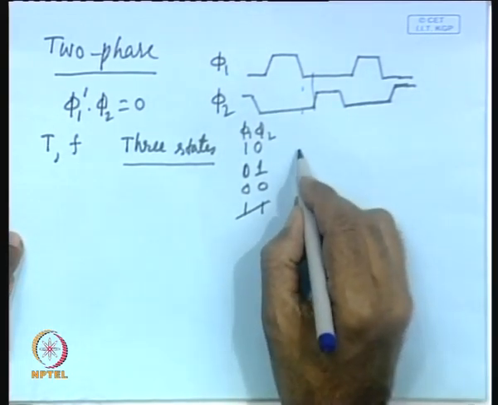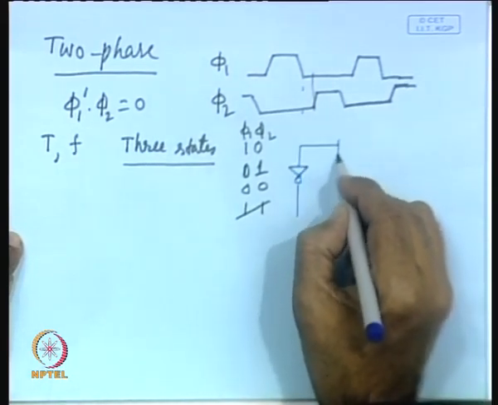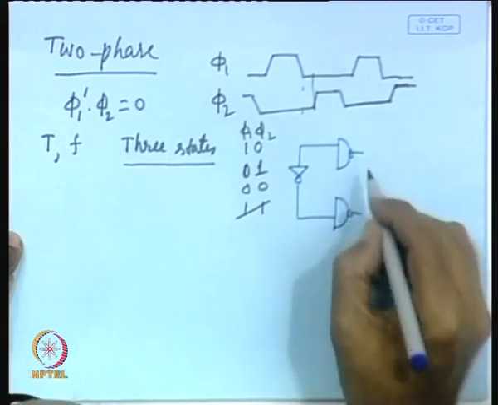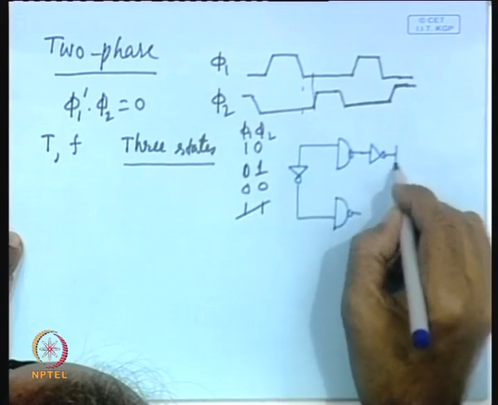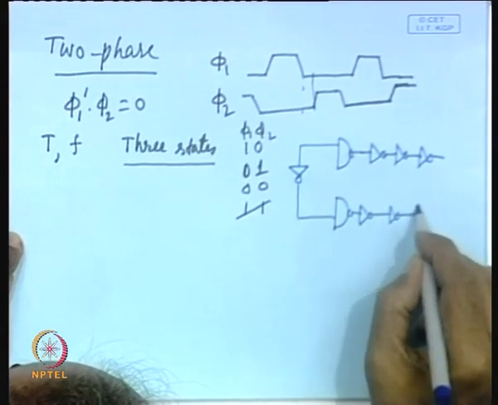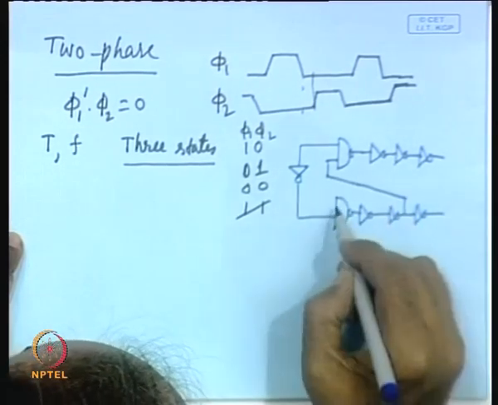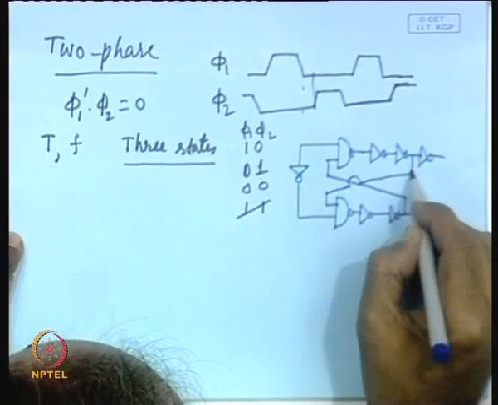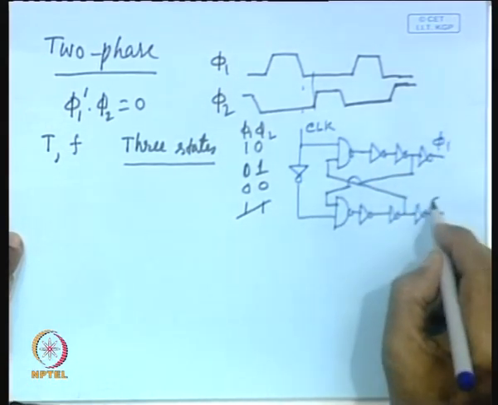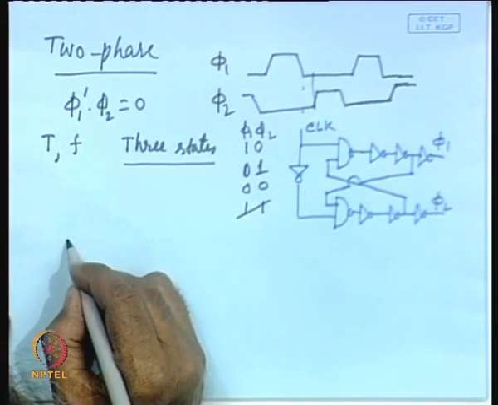Let me draw a very simple diagram which can be used to realize a two phase clock. You will require two NAND gates and several inverters, and this is connected to this point, and this is connected to this point. So, here if you apply the clock, here you will get phi 1 and here you will get phi 2. Let me briefly explain the operation of this circuit. Let us assume this is the clock.